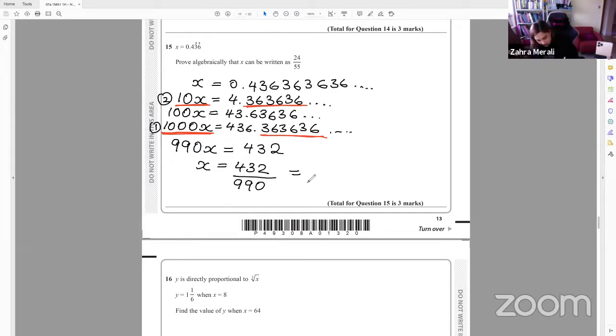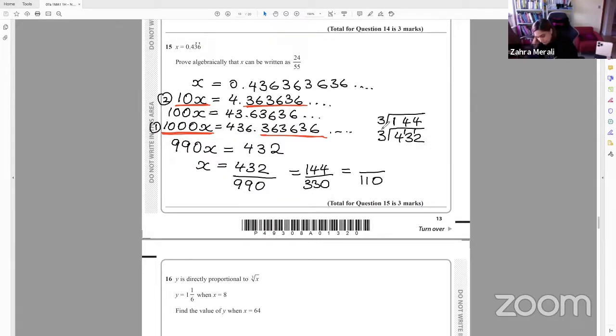So the bottom divided by 3 would give us 330, and the top, 432 divided by 3: 3's into 4 gives us 1, 3's into 13 gives us 4, and so we get 144. And now we can see again that if we add up the digits, we get 9, so we can divide by 3 again. The bottom will become 110. We divide the top by 3.